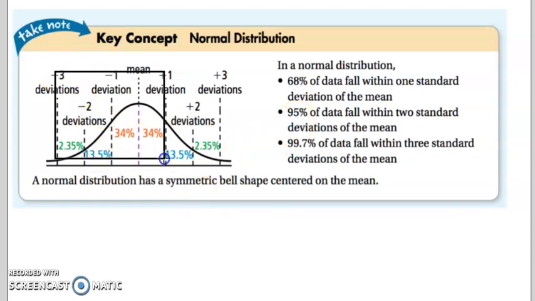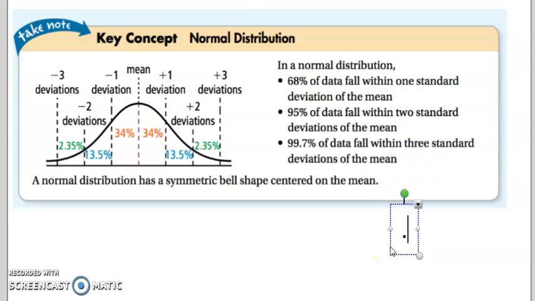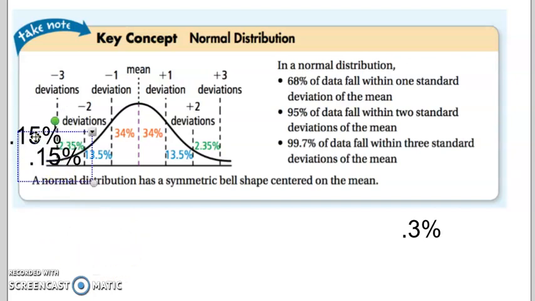Lastly, within three standard deviations, you're going to have 99.7% of all data within three standard deviations. So almost everything is within three standard deviations, assuming we have a normal graph. So that means we would have 0.3% that's not within three standard deviations. Well, if it's 0.3%, that's split up for this region over here and this region over here. So if I were to split that up, that would be 0.15% on this section over here, as well as this section over here.